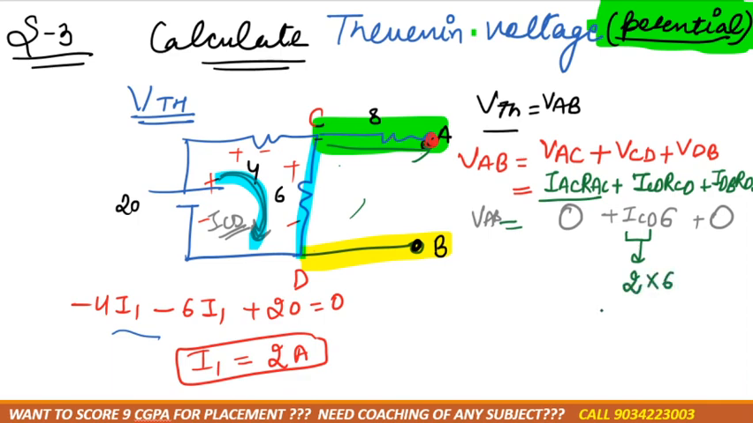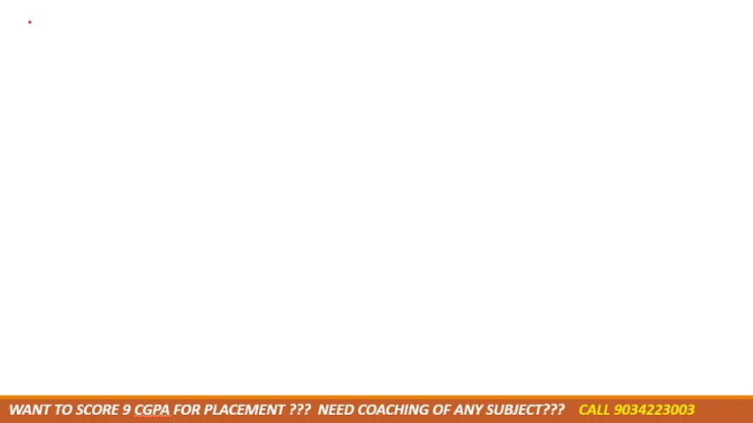It would be 6, that will become 12. It will become 12 volt, right? Yeah, 12 volt. So this is the Thevenin voltage, we got it. Now next, step number 4. In step number 4, you need to calculate the Thevenin resistance.